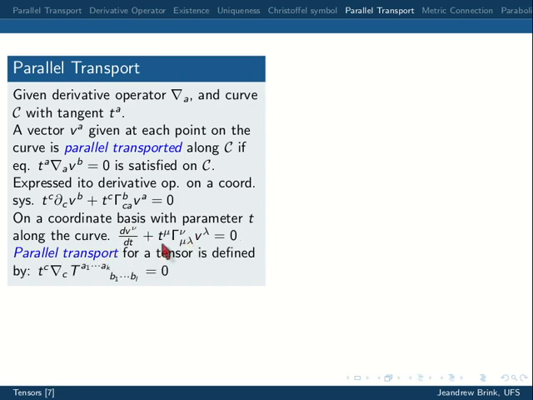Your parallel transport for a tensor is also simply the same thing. Apply the derivative operator to the tensor and contract it with the tangent of the curve you're transporting it along. That must be 0, and then you've parallel transported your tensor.